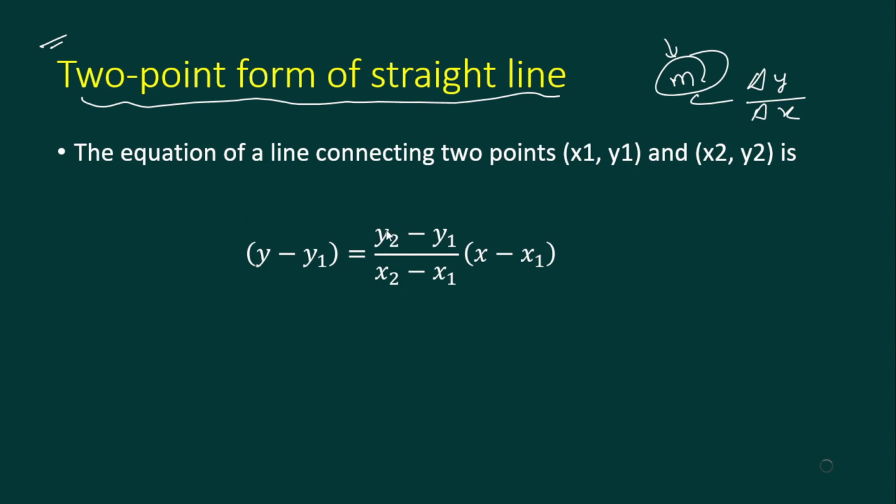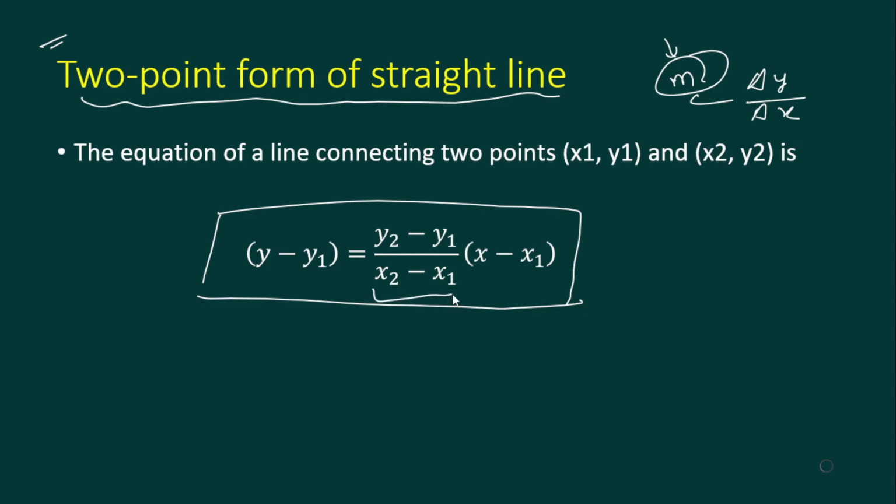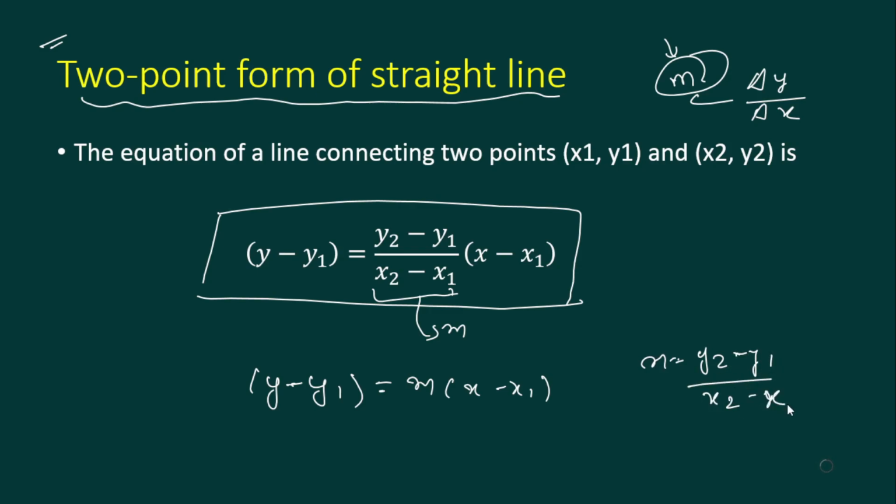But if you don't want to do that, then you can use this formula. Here you can see that this is nothing but the equation to find m, and the remaining are the same. So if we replace this m, this is nothing but the point slope form, where m is y2 minus y1 upon x2 minus x1. I think this is clear.